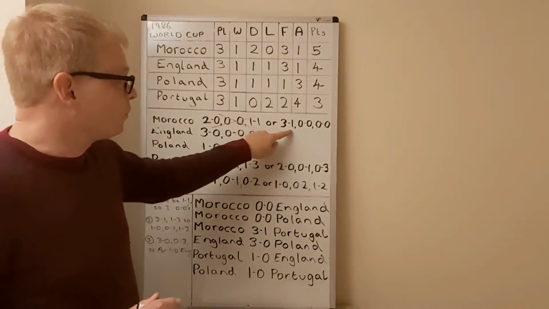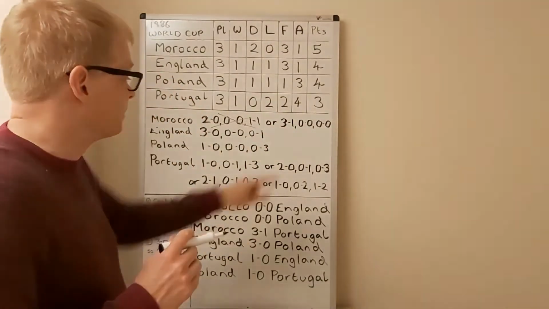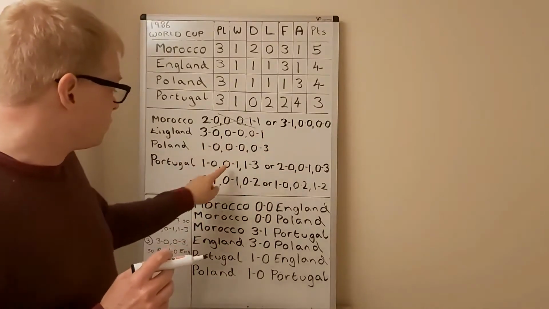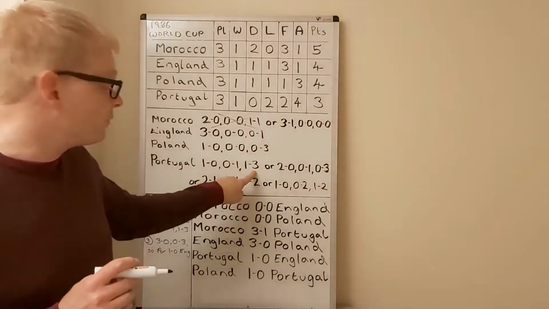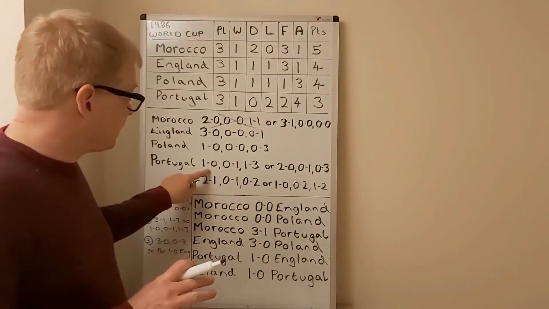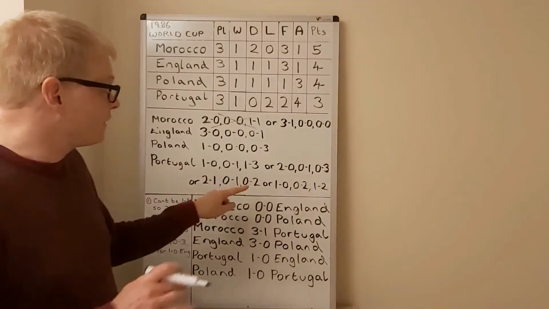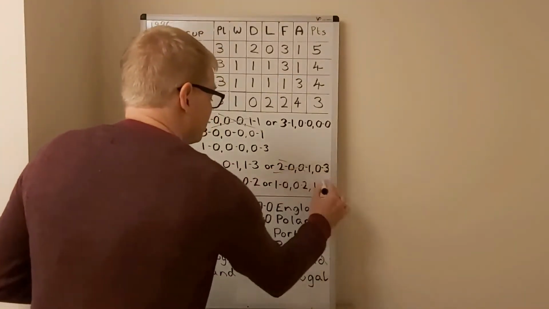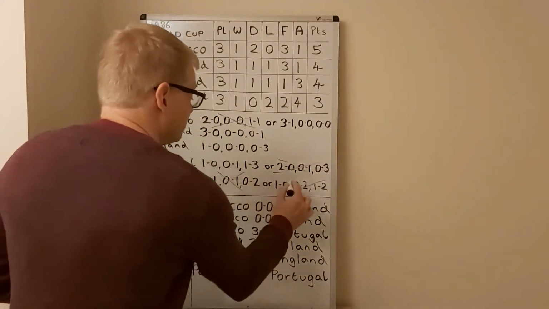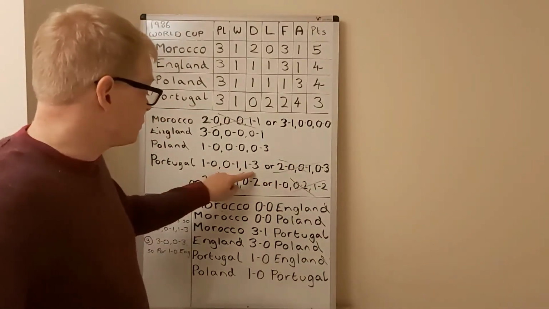Now if you look at 3-1, there has to be a reverse fixture of that, because we know it's happened. So when we look through all of these, we can see it 1-3 there. So what that means is, for Portugal's results, these must have occurred. There are no other 1-3s, so none of these can have occurred. So we can really cross through all of those sets of results, and it leaves us with just these.